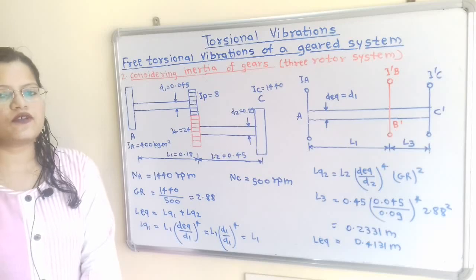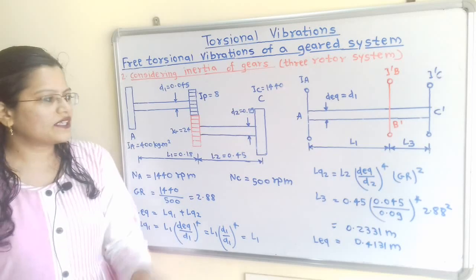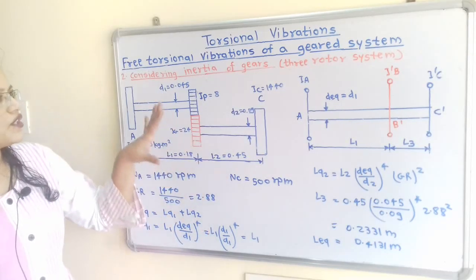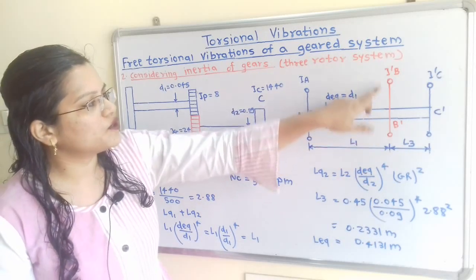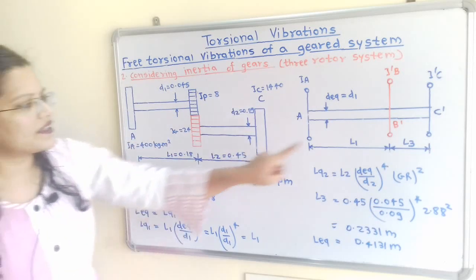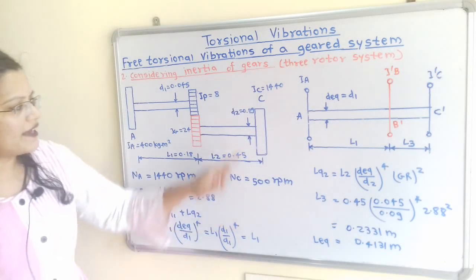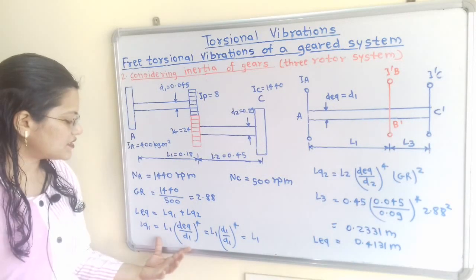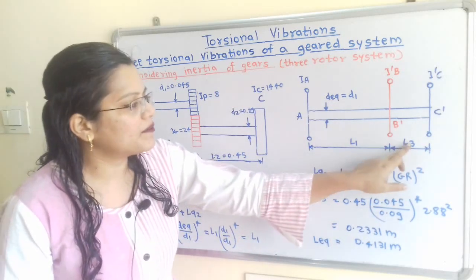Now we will first calculate the equivalent length to draw the equivalent diagram. So this is the actual diagram, and when we draw the equivalent diagram, in this question we have to consider the inertia of gears. So we have to introduce here a new rotor, that is for the combined effect of the pinion and gear, that is B dash, and the mass moment of inertia is I dash B. And instead of rotor C, we have to introduce here the I dash C. So we will first calculate equivalent length. So this equivalent length is equal to L1 plus L3.